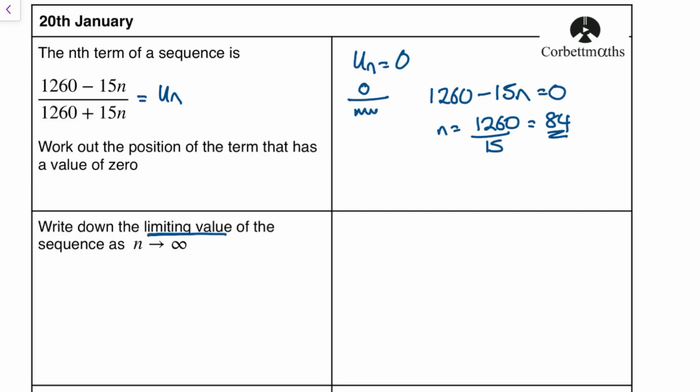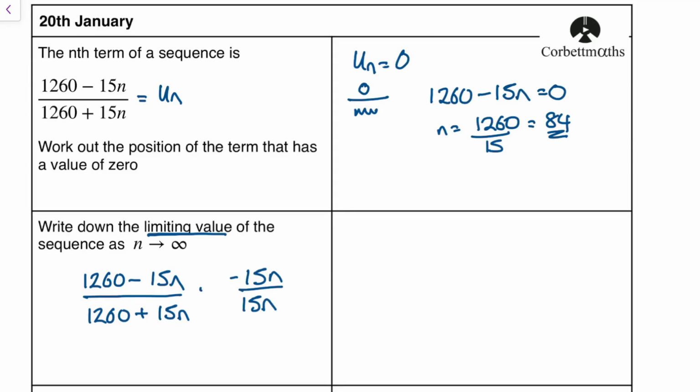Now, as you may have heard me say before, if I have 1260 minus 15n over 1260 plus 15n, if n is a very, very large number, a trillion, well, 15 trillion add a little bit or minus a little bit is basically minus 15 trillion. In other words, the number doesn't really matter. And 15 trillion add a little bit is still 15 trillion. So really, for large values of n, it's approximately 15n divided by 15n with a negative, which is the same as minus 1. So the answer to this one is minus 1.